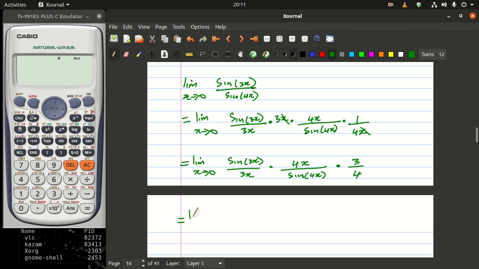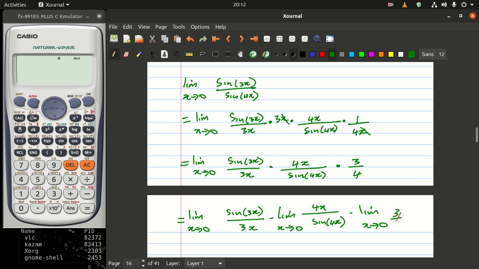This simply means that now I have a limit as x approaches 0 of sine of 3x divided by 3x times the limit as x approaches 0 of 4x divided by sine of 4x, and then multiply by the limit as x approaches 0 of this constant here.